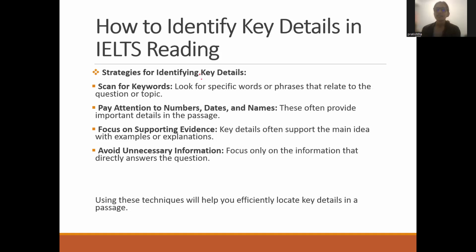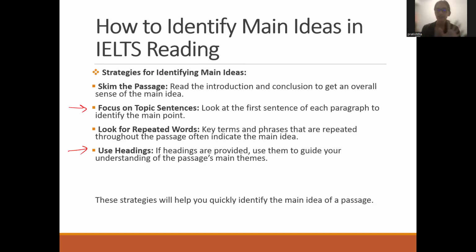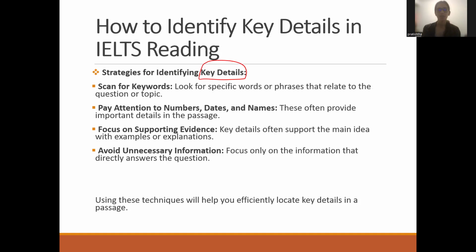For identifying key details, right? Now this was just like identifying the main idea. For the main idea, we just skim through it. Skimming is basically reading at speed. Key details is more of a scanning thing, right? So we'll scan for keywords. We'll look for specific words or phrases that relate to the question or topic, right? We'll pay attention to numbers, dates, and names. Looking at numbers, dates, and names is important because sometimes you can get questions based on that.